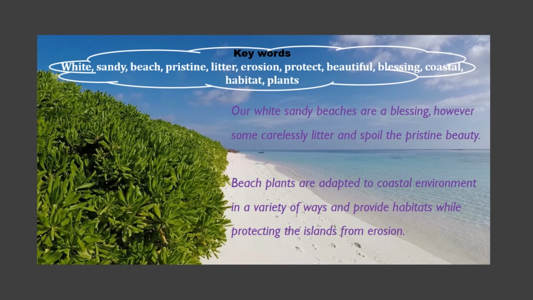In the first sentence, you can say some carelessly litter. That can be a dependent clause embedded between the two: white sandy beaches are a blessing and spoil the pristine beauty. In fact, spoil the pristine beauty can also be taken as a dependent clause. Okay, and here beach plants are adapted to coastal environment in a variety of ways can be one sentence on its own and provides a habitat. This is a dependent clause.